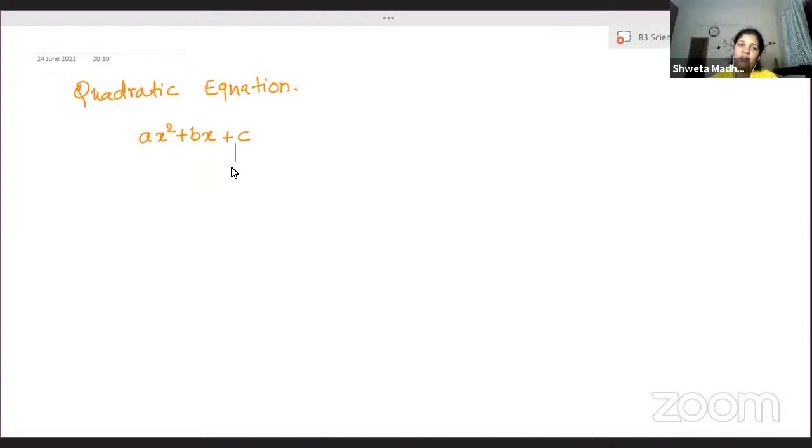Then this polynomial will become an equation when we equate it to some number or 0. When the same polynomial is equated to some value, this quadratic polynomial becomes a quadratic equation. Okay, so in this chapter we are learning to find the values of x, finding the value of x.